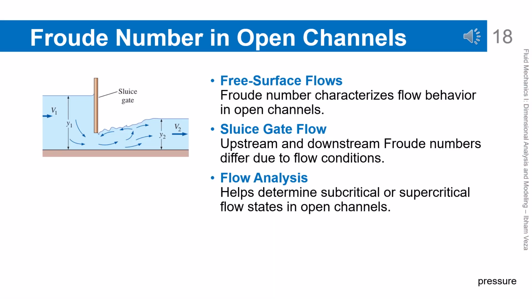Froude number in open channels. The Froude number is used to characterize flows with a free surface, such as in open channels. Its value represents the ratio between inertial and gravitational forces. In the case of a sluice gate, the upstream and downstream Froude numbers can differ because the flow conditions change. This information is used to determine whether the flow is subcritical or supercritical. Thus, the Froude number becomes a key parameter in free surface flow analysis.